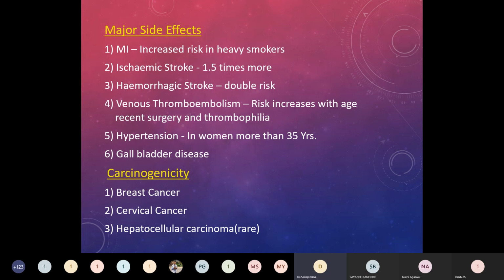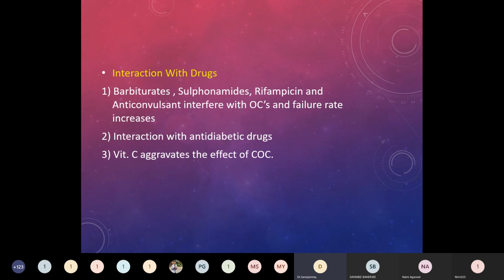hemorrhagic stroke, ischemic stroke, and myocardial infarction, hypertension in women who are more than 35 years and smokers, gallbladder disease. The usage of combined oral pills is linked with the development of breast cancer, cervical cancer, because it doesn't give protection against HPV infection as in cases of barrier methods, and hepatocellular carcinoma, though rare, cases have been reported. So we should be careful when prescribing combined oral pills with a history of all these.